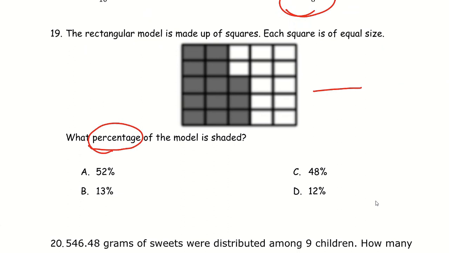I think the silly answers are B and D. I do too. Look at those little baby ones down there. It's definitely closer to 50%. Oh, but look how close those are. Okay, let's see. So how many total? Because it's going to be the shaded part over our total.